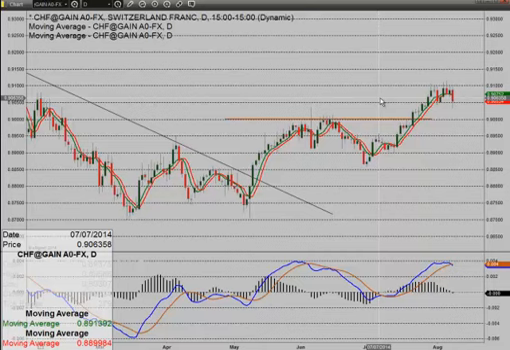Again, the message: don't try to get cute. Don't try to make money on the short side. Just be patient. Maintain long positions. If anything, you want to take advantage of a dip in here to increase your long position.